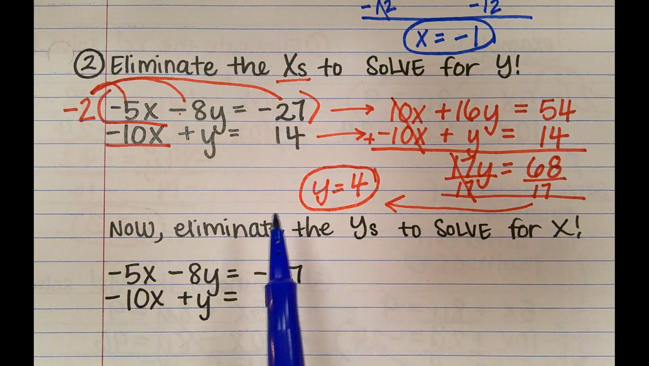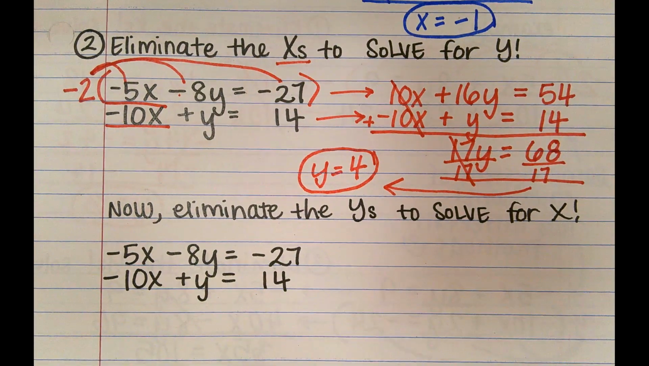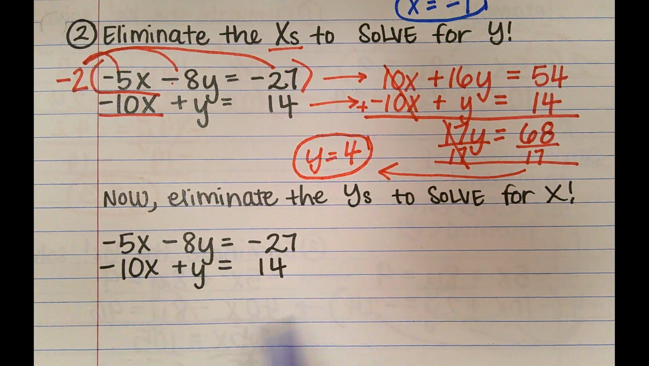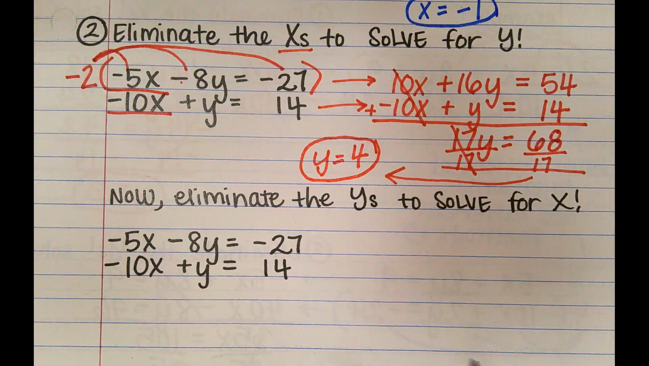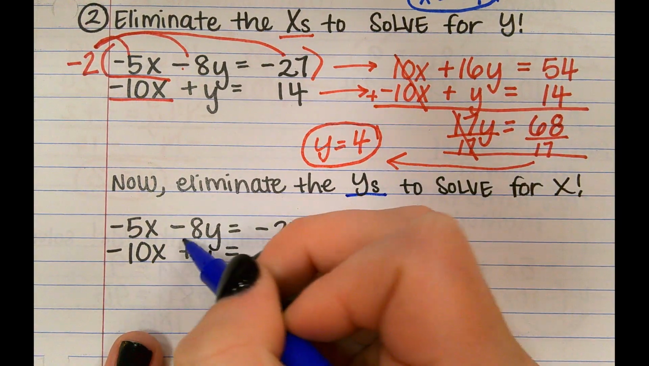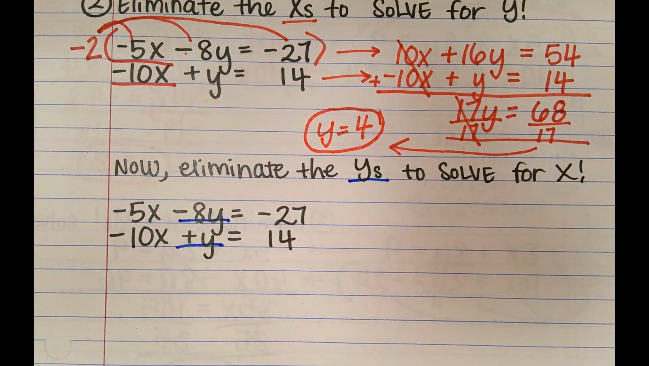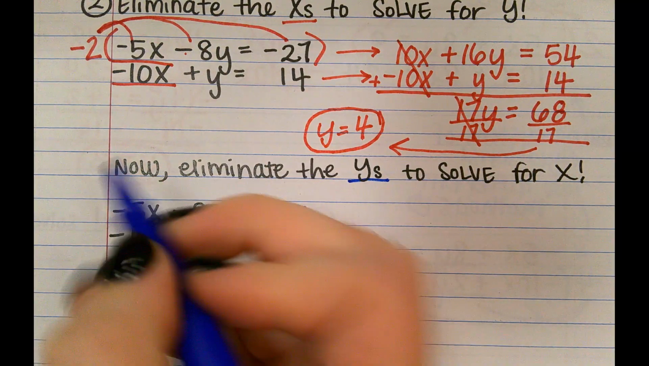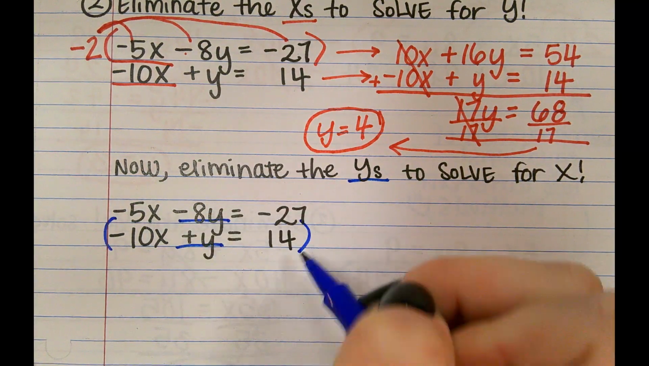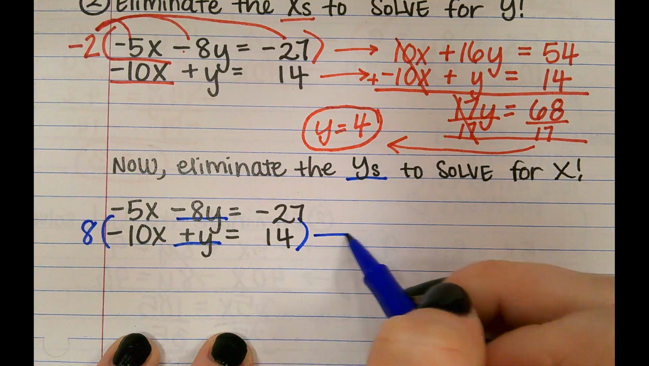Okay, so I know my y equals 4. We eliminated the x's. We solved for y. Now we're going to start over with the same system, but this time, what could I do to eliminate my y's? What could I do this time? Multiply by 8, yes, the second equation. Multiply by 8 to the second equation.